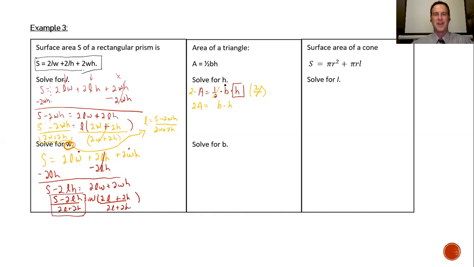And then you have to get rid of the B. Sorry, you got to solve for the H. Got to get rid of the B. How am I going to get rid of the B? Well, since it's being multiplied by the H, I'm going to divide.